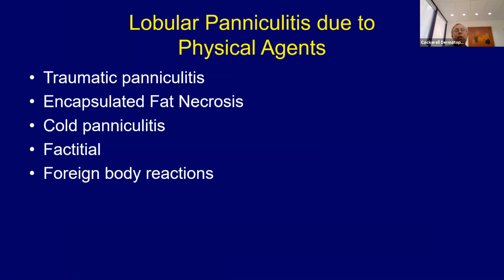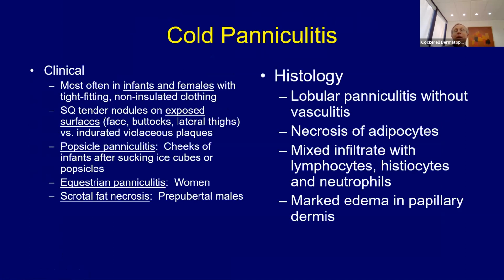And then physical agents: traumatic panniculitis, cold panniculitis, factitial panniculitis. These are things that can give you a non-specific lobular and septal panniculitis without vasculitis. Cold, infants, people that wear tight-fitting, non-insulated clothing and go outside can get these subcutaneous nodules. Classically, popsicle panniculitis, kiddos that are holding ice cubes or sucking popsicles.